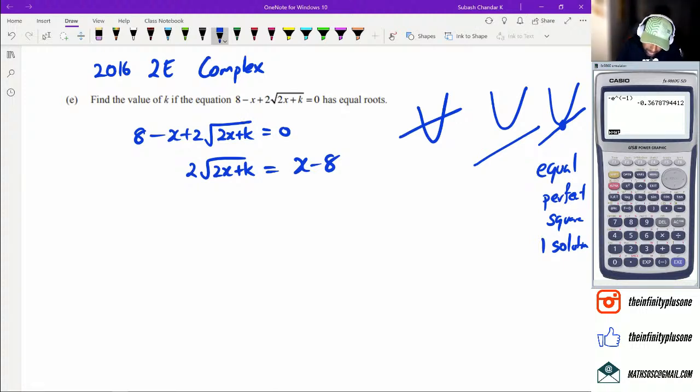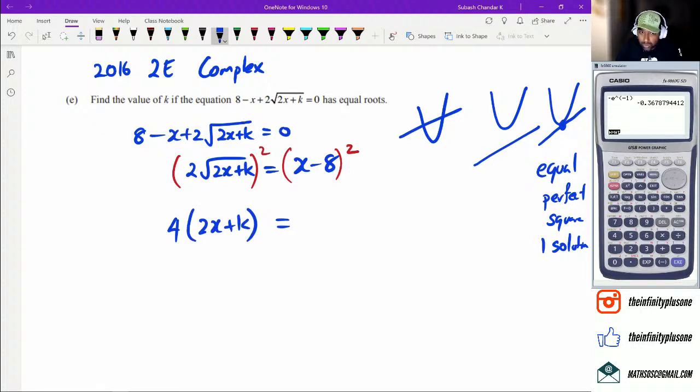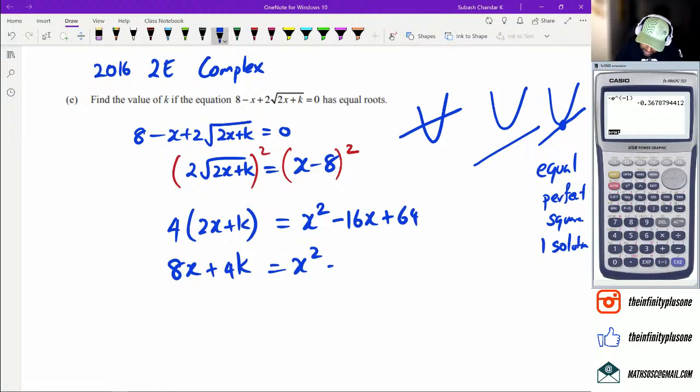So now what we're going to do is square everything, which means we're going to square this and square this. And be very careful when you do this. So 2 squared becomes 4, multiplied by 2x plus k equals this one. Make sure you do x minus 8 squared with the full brackets, because a lot of people just write this as x squared minus 64 and forget the 16x. So remember, you've got minus 16x plus 64. So what we have is 8x plus 4k equals x squared minus 16x plus 64.